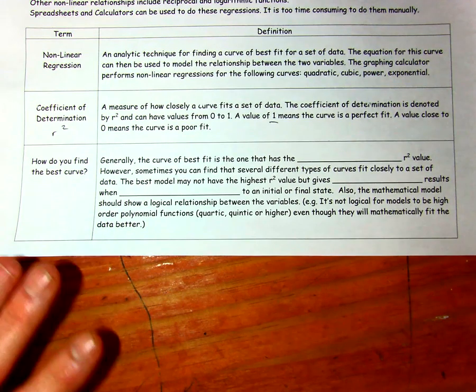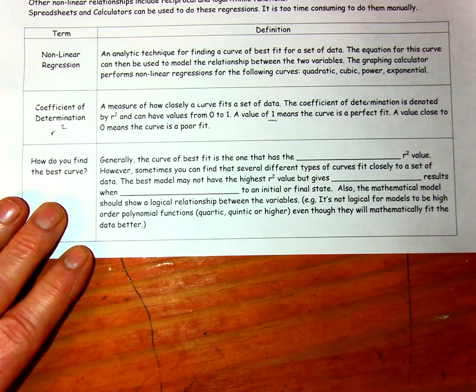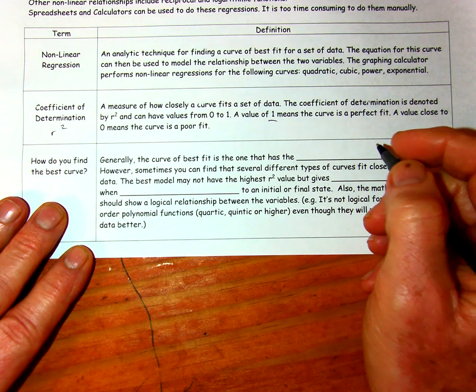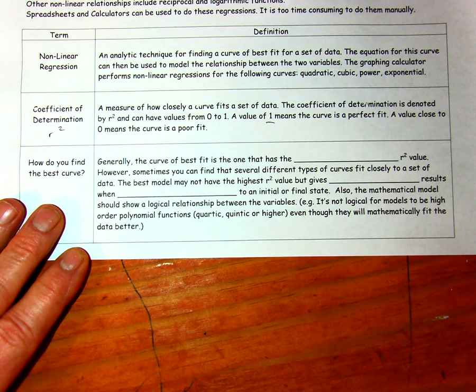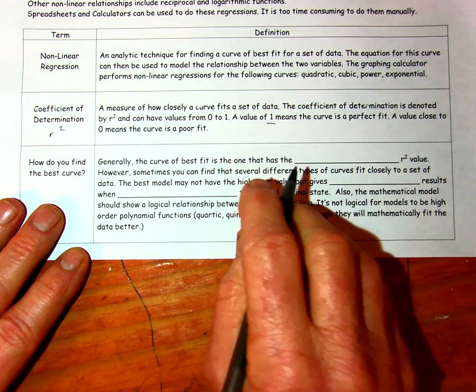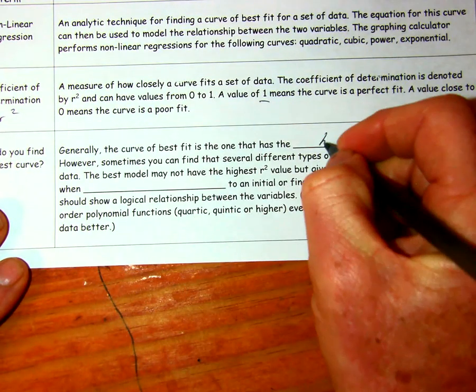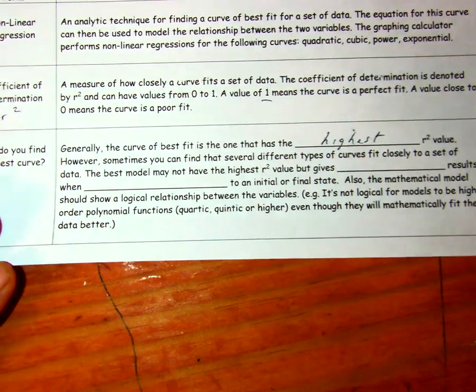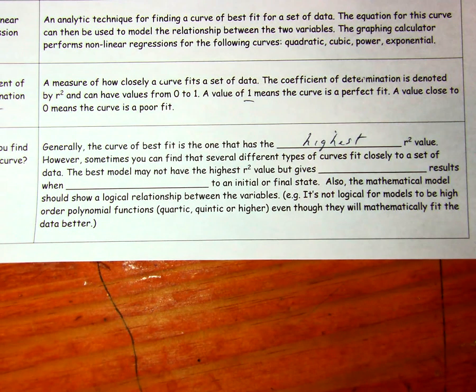All right, so how do you find the best curve? Generally speaking, the curve of best fit is the one that has the blank r squared value. Everyone, give me the word. Wow, you guys are quiet. Where's Krishna? Where's my go-to girl? Krishna, you there? Highest r squared value. Yeah, I'm so sorry. I was just talking to my mom. No problem.